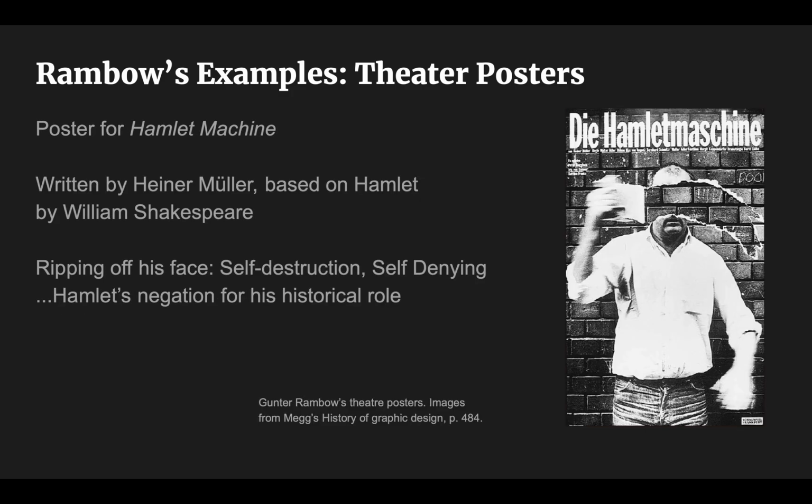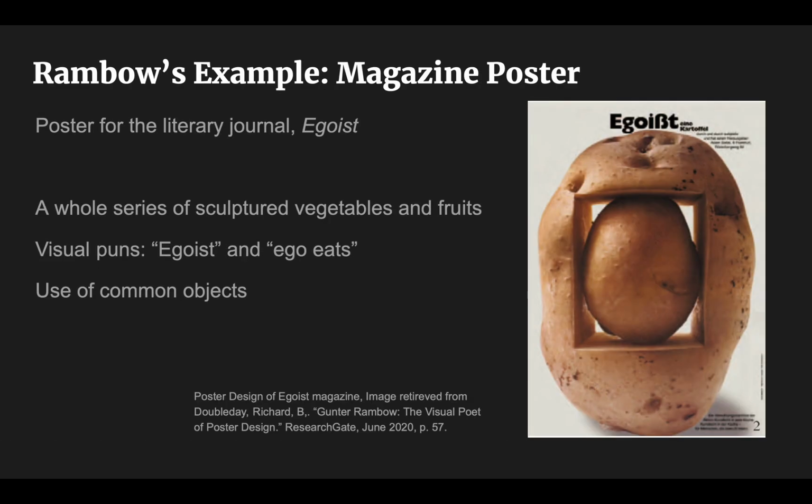In this poster for a theater called Hamlet Machine, the image of a man ripping off his face conveys a dramatic negation or self-destruction. The actual play written by Heiner Müller is based on Hamlet. Hamlet is asked to be a machine to continue the history, which initially he denies. However, his attempt fails and he decides to forsake his life and own will to become a machine.